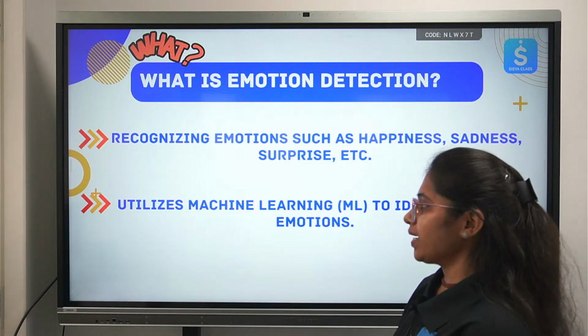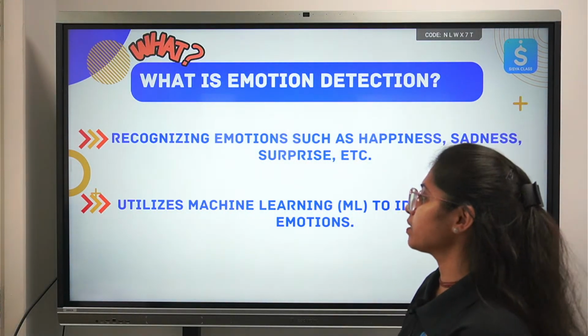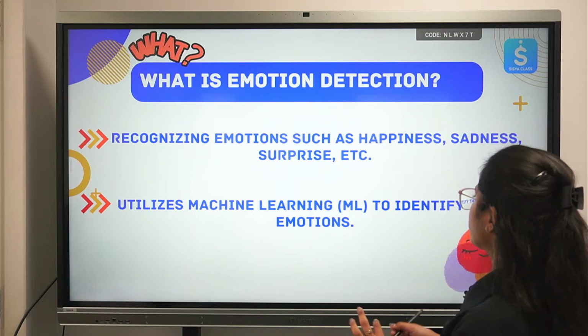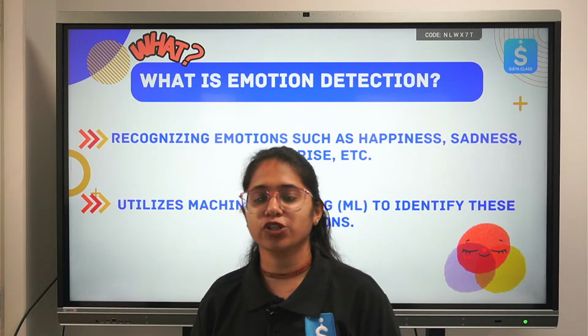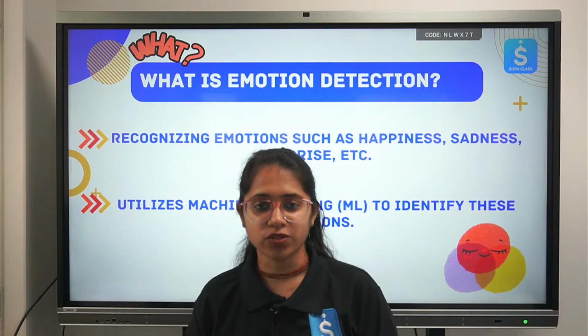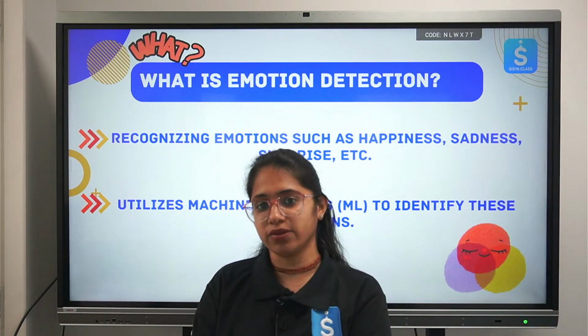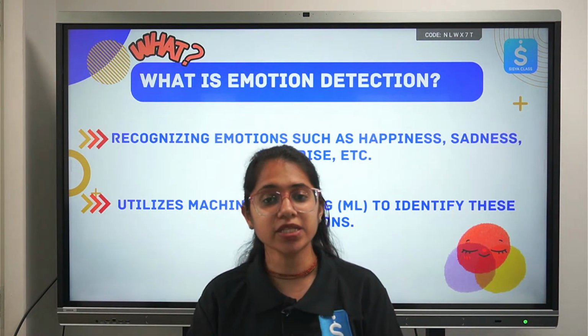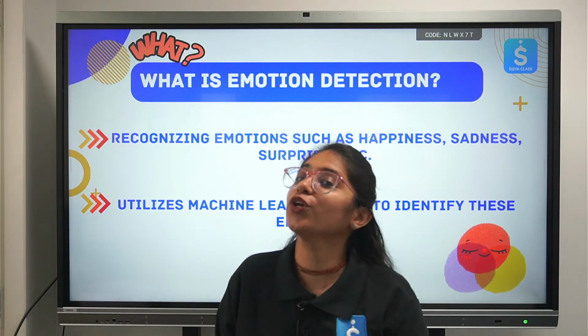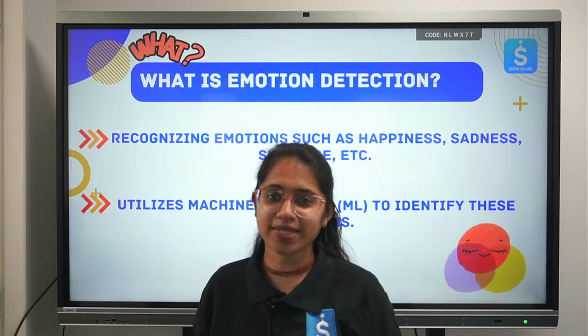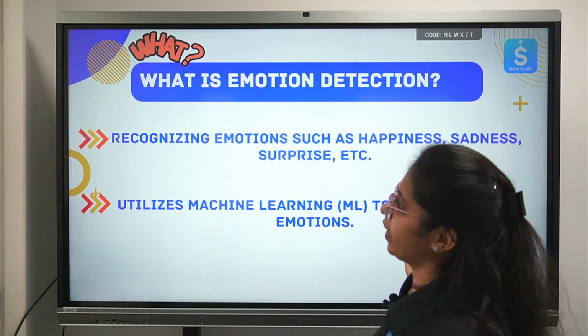Next, how is this possible? This is possible because of utilizing machine learning to identify these emotions. Machine learning libraries and models help us whenever we link them together. They will help the application recognize which mood you are in. Sounds interesting? So let's move ahead here.